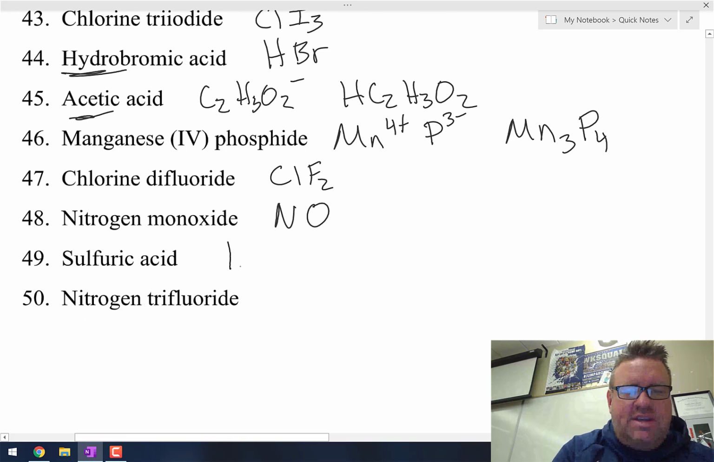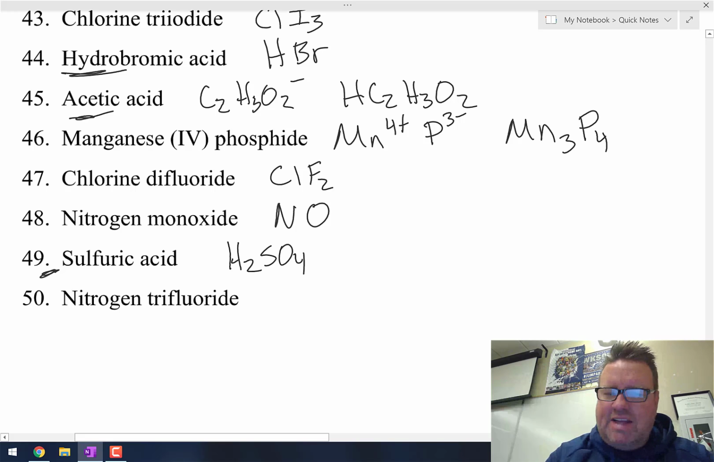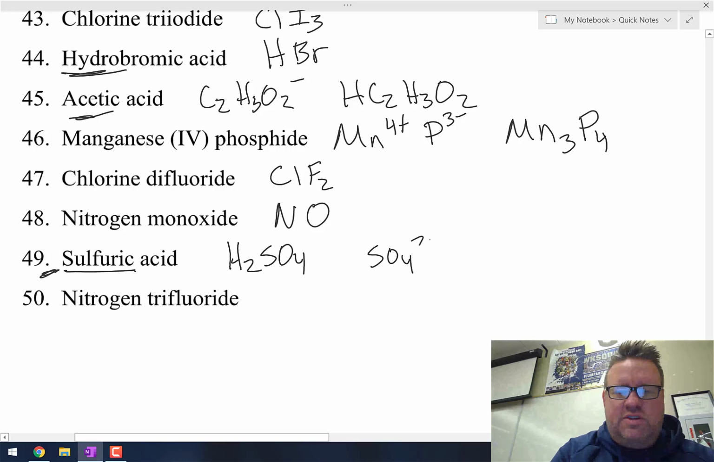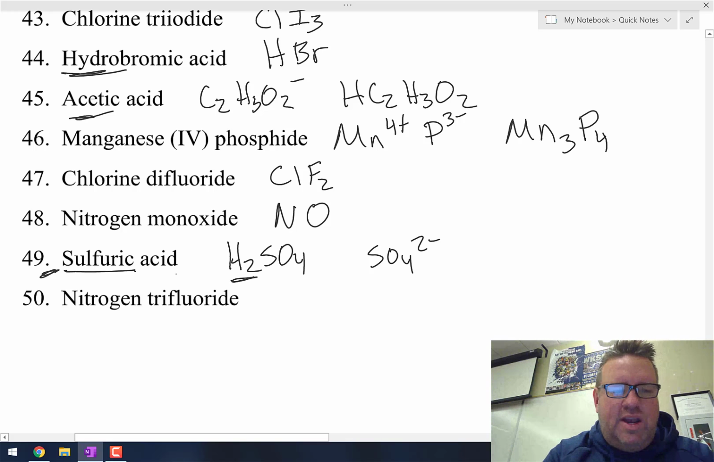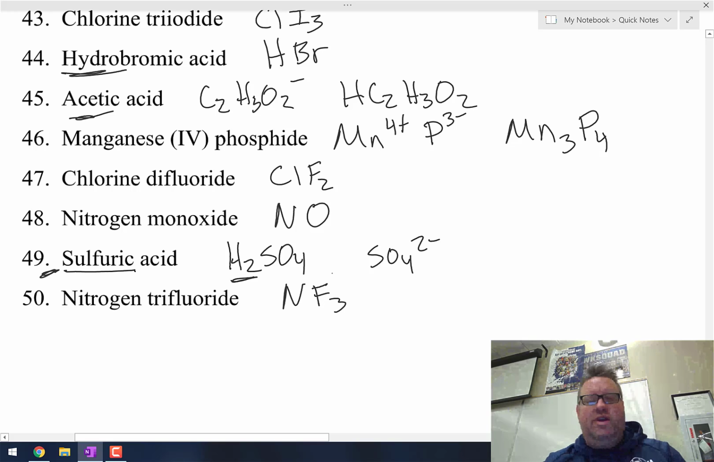Sulfuric acid is H2SO4. Again, no hydro in the front, so it has to have oxygen in it. So sulfuric comes from sulfate, which is SO4 2-. And so we need 2 hydrogens in the front there. And then our last one, nitrogen trifluoride. Nitrogen and then trifluoride means 3 fluorines.